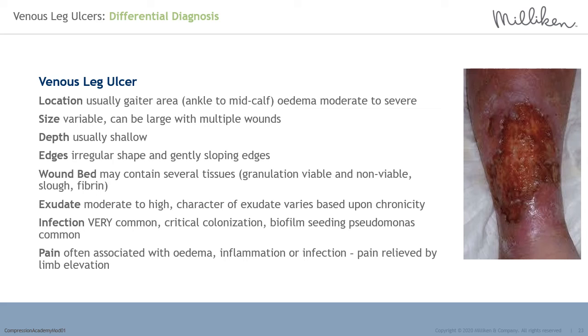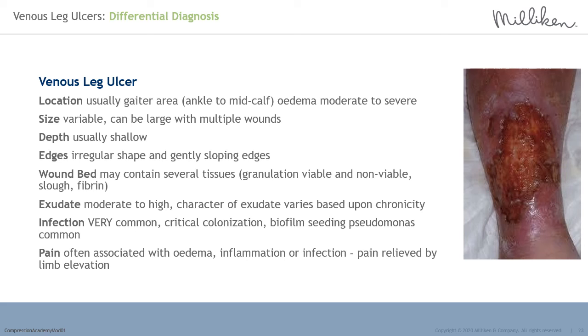Venous leg ulcers are usually accompanied by moderate to severe levels of edema. They are located in the gaiter area of the lower limb, which is between the ankle and the mid-calf. They are often large wounds with multiple other satellite wounds which often join and enlarge the main wound. It is not uncommon for venous leg ulcers to become circumferential or wrapped around the entire limb. The wounds are usually shallow with irregular, gently sloping edges.